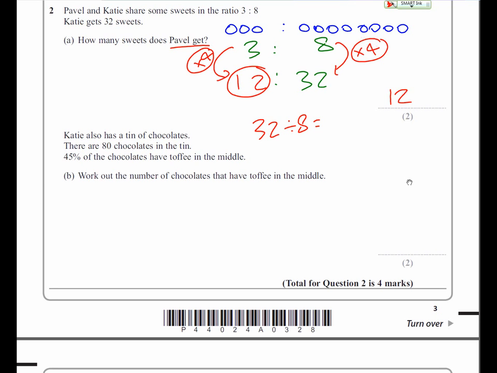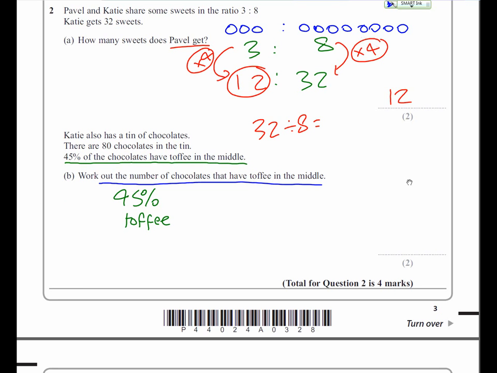Right, Katie also has a tin of chocolates. There are 80 chocolates in the tin. 45% of the chocolates have toffee in the middle. Let's just write that down: 45% toffee. Work out the number of chocolates that have toffee in the middle.